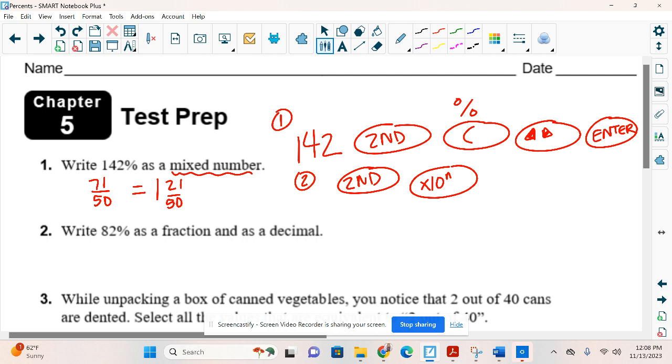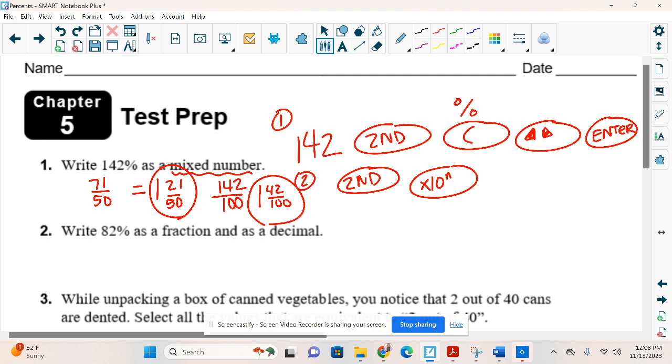Alright, another way you could have done this without using your calculator. Percent is out of what? What's the total of percent going to be? 100. You can take your percent and put it over a 100. It's improper, right? How many 100s are in 142? How many 100s can I pull out though? 1, leaving me 42 over 100 left. If I simplify 42 over 100, I would get 21 over 50. Both of these answers would have been correct.